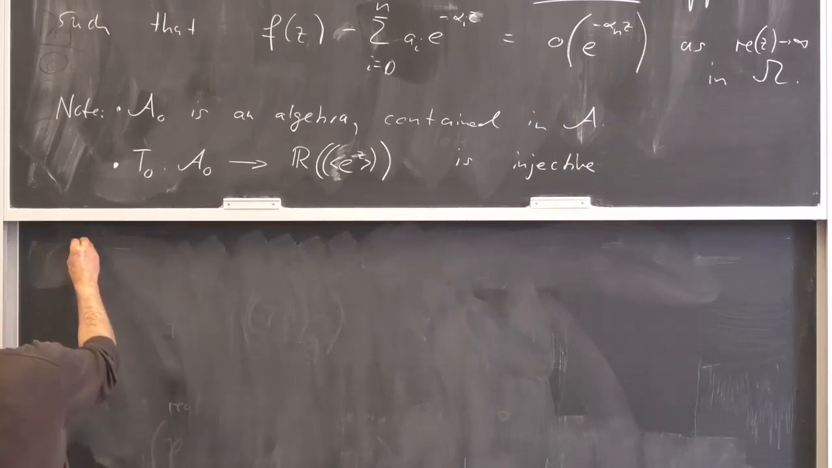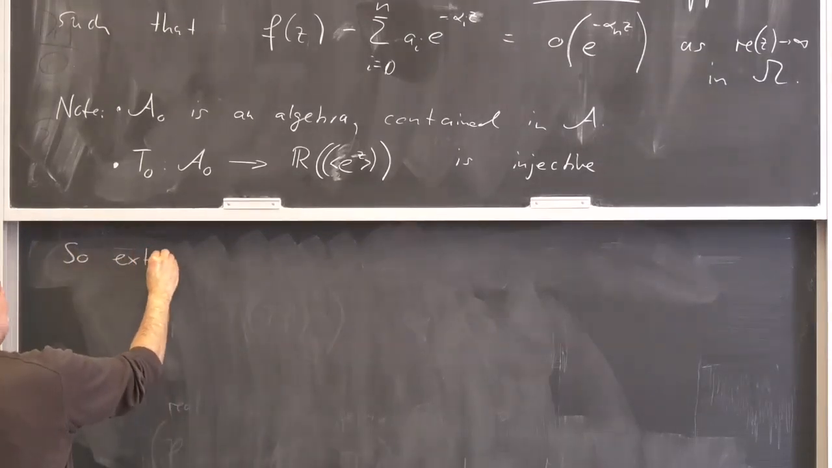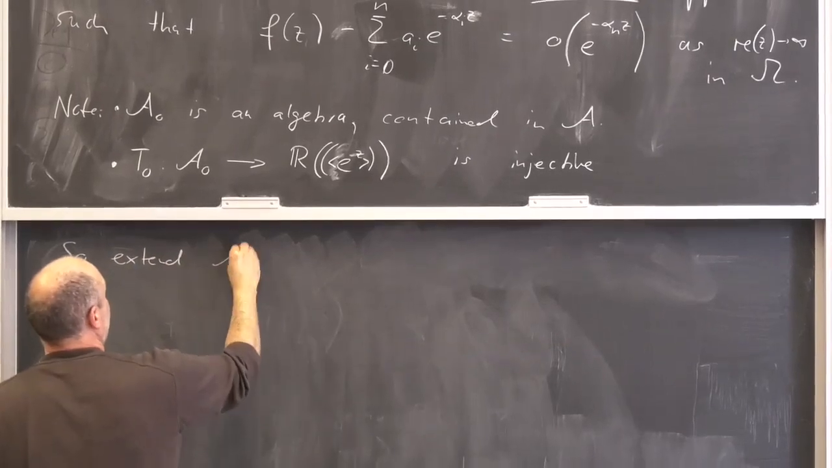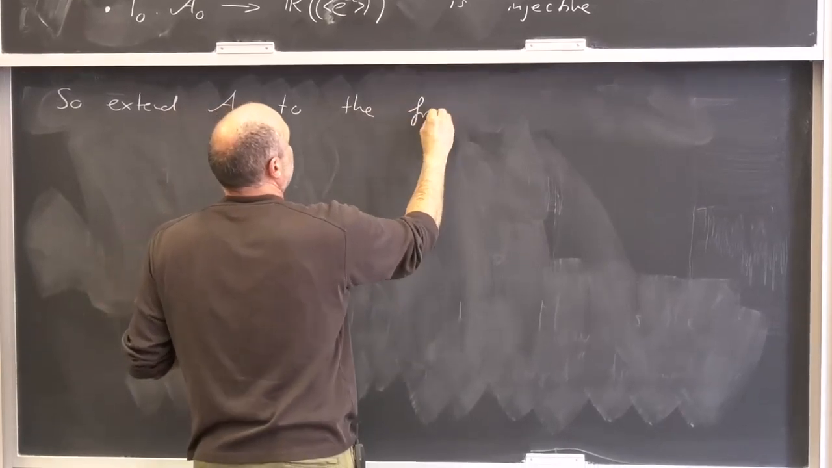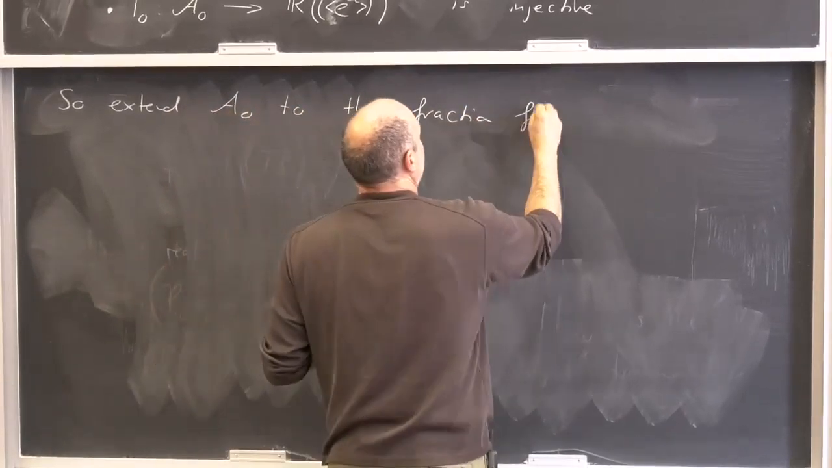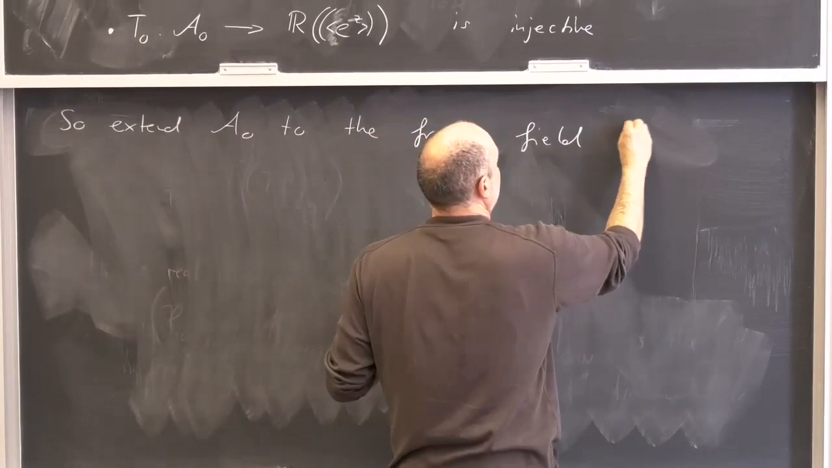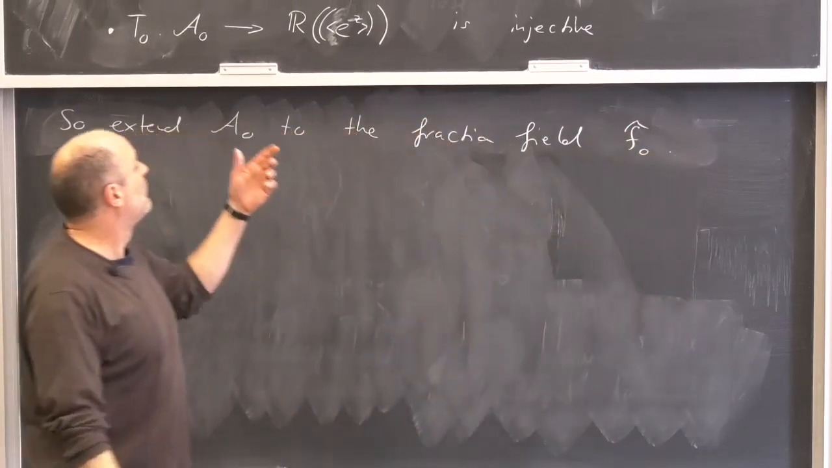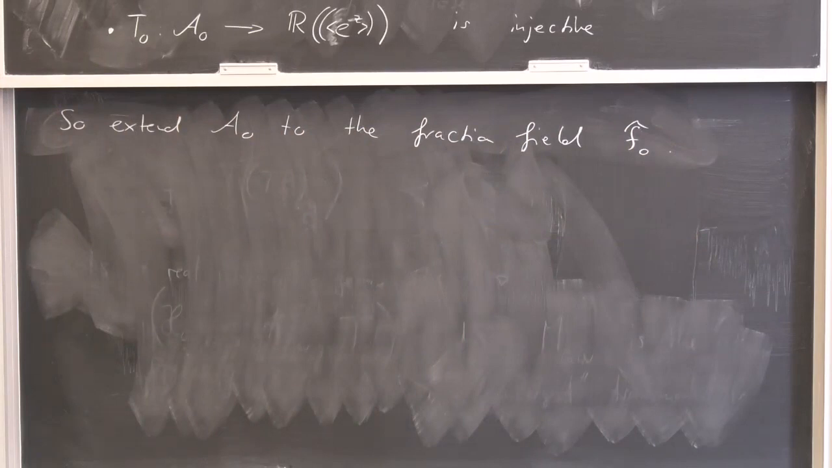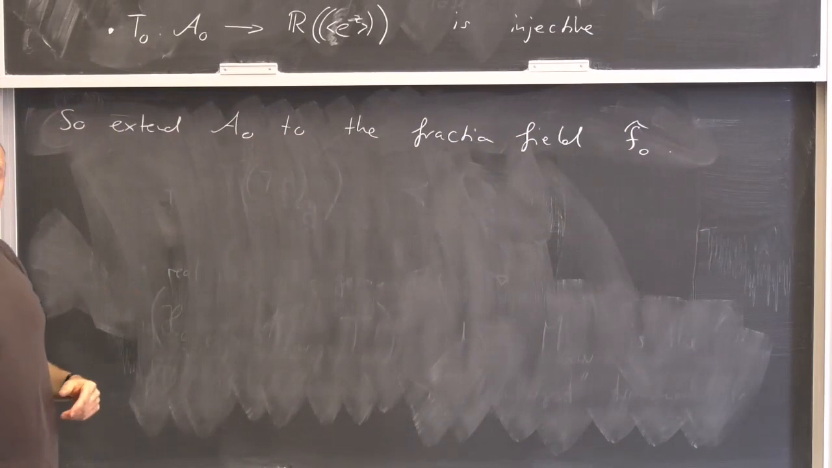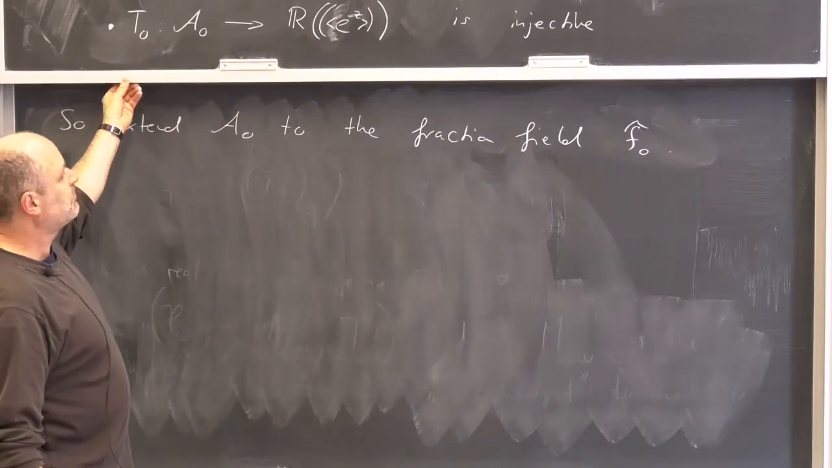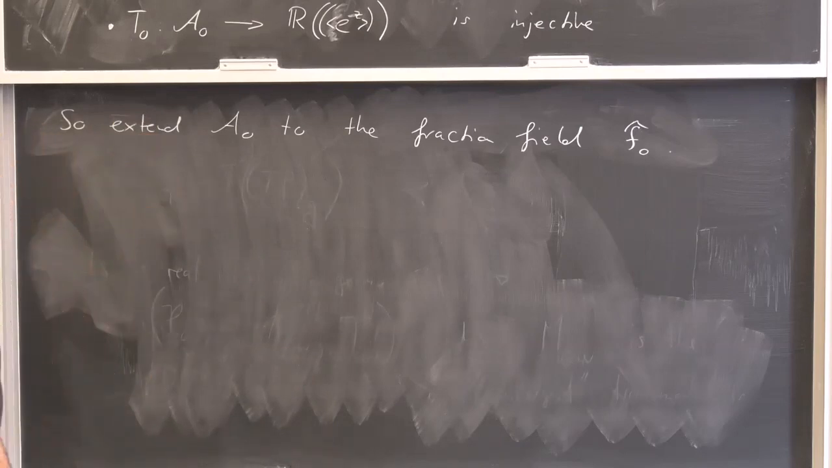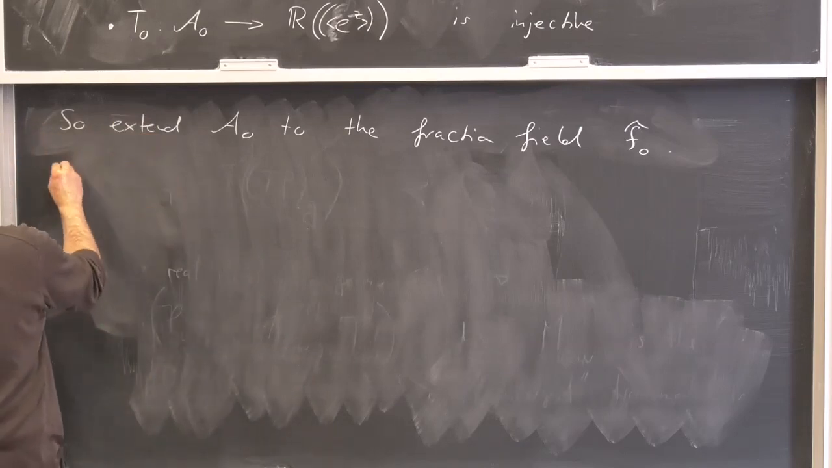Okay. So we can extend A0 to a field, the fraction field F0. Which means there will be germs in there that go off to infinity now, and that start with a positive power of e to the z, whose expansion starts with a positive power of e to the z.